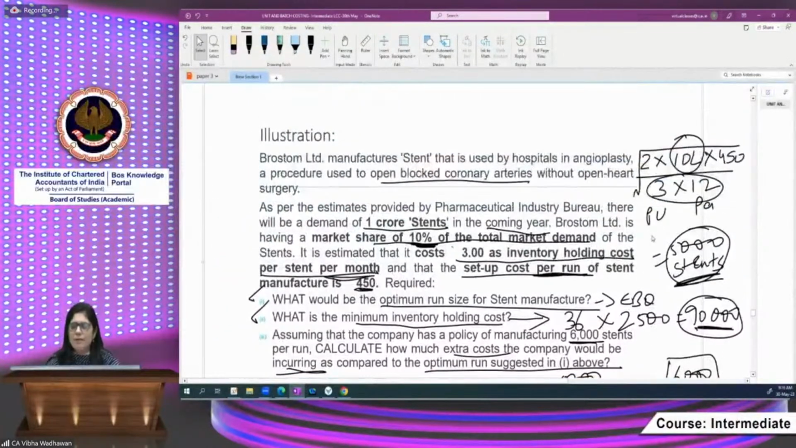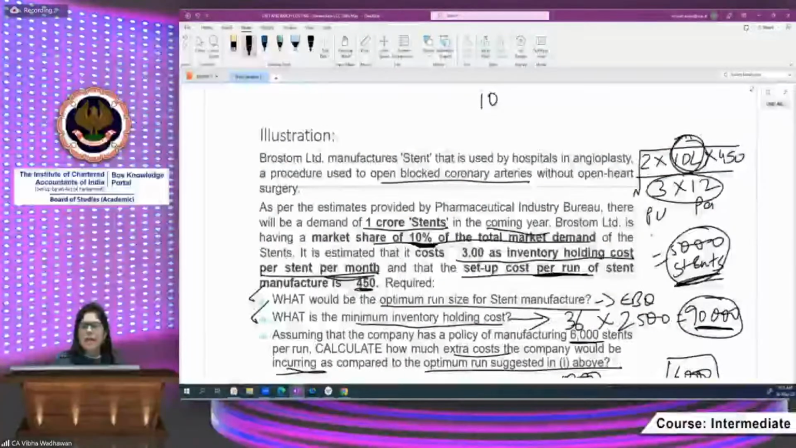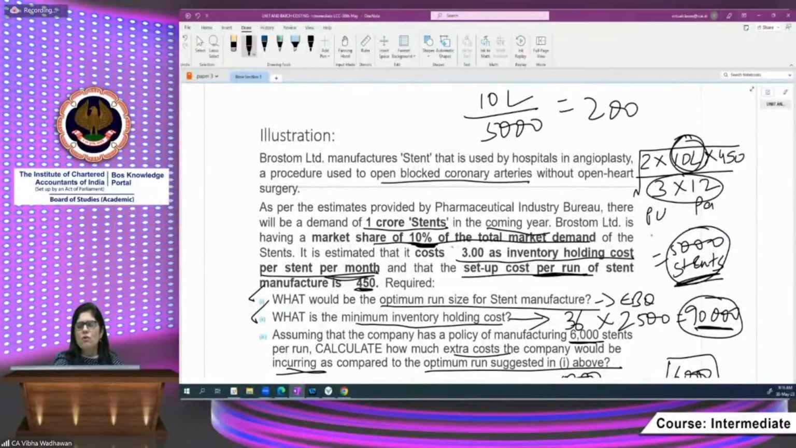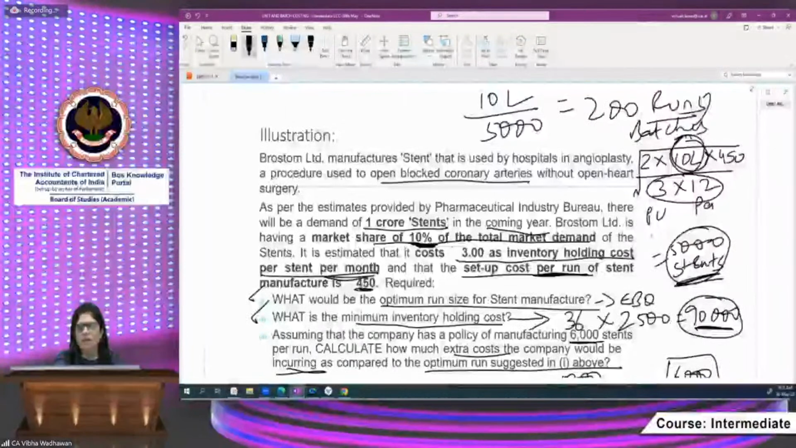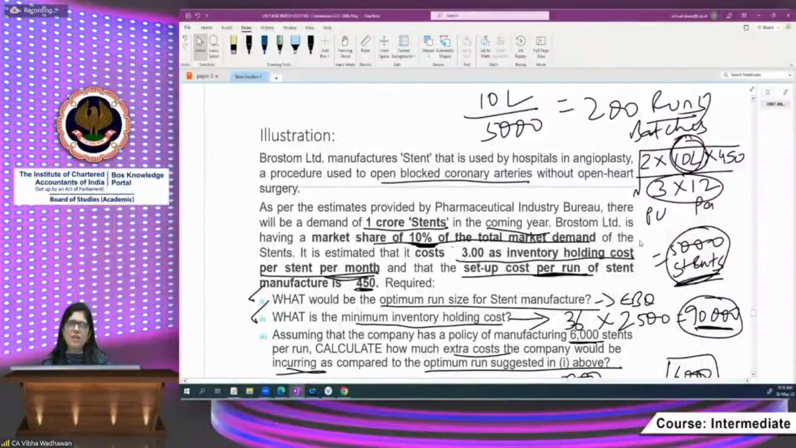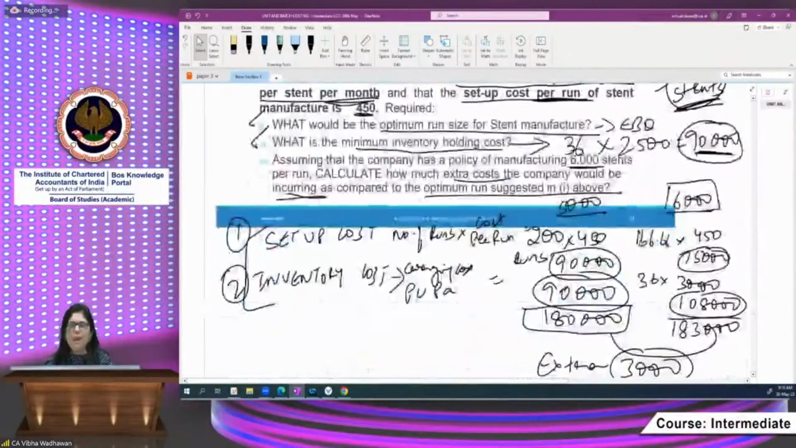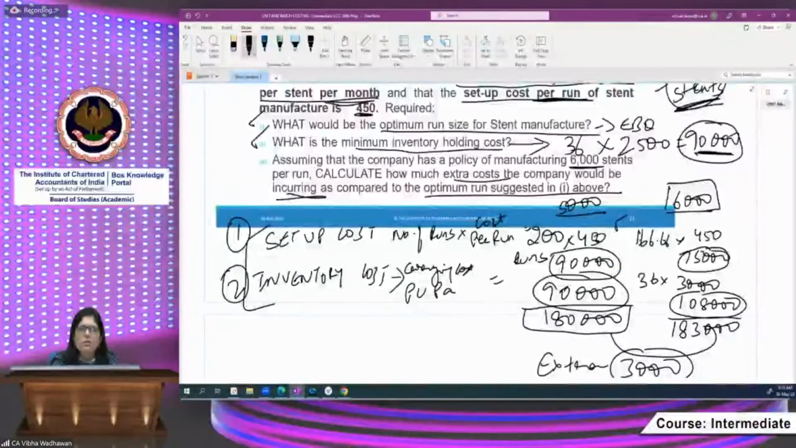So in EBQ, in one batch, 5,000 units, how many batches do we have to run to produce 10 lakh stents? The annual demand was 10 lakh here. So 10 lakh, the annual demand, divided by 5,000. So 200 runs we have to use. Runs means batches. Clear? 200 batches we have to run and cost per batch is 450. So 90,000 is the batch cost or the setup cost.